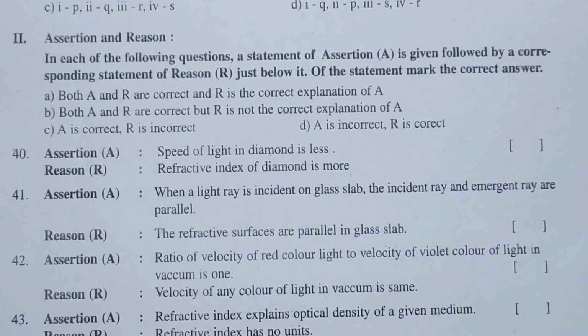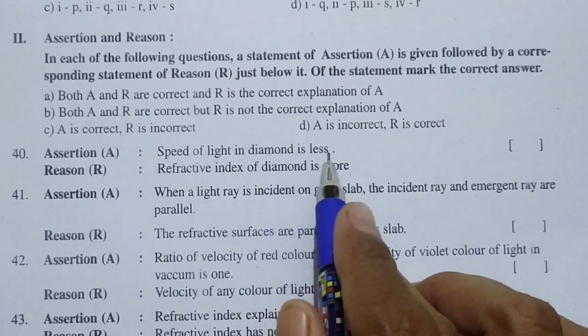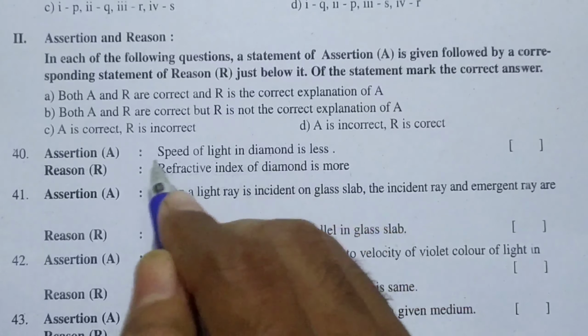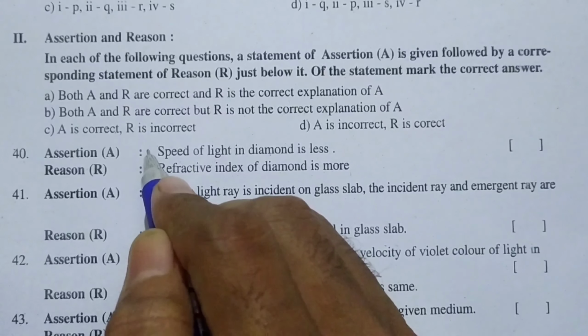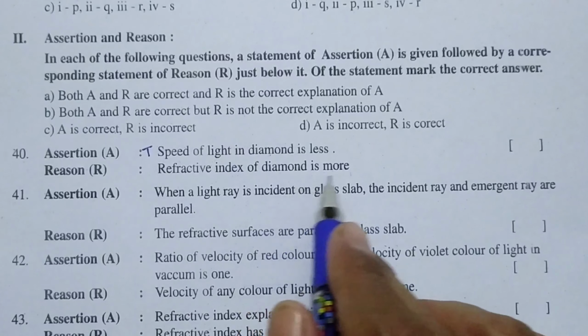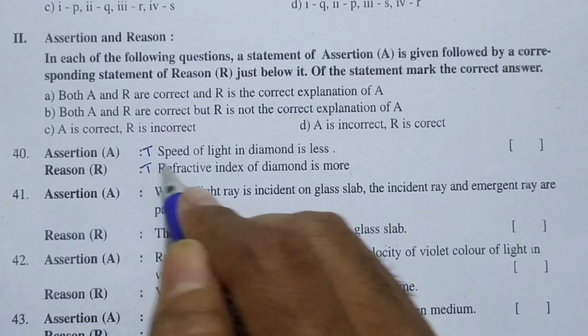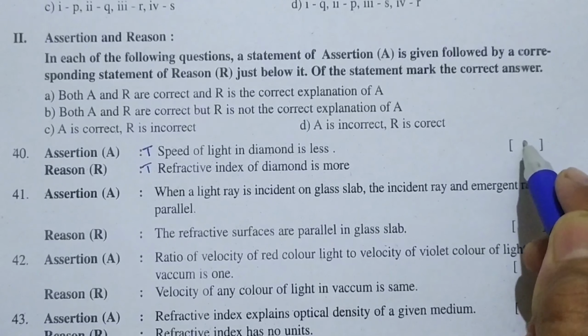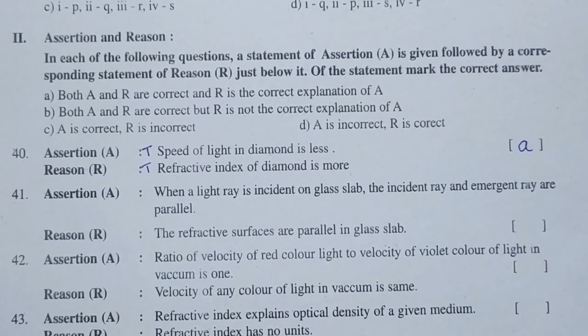Assertion is given as: speed of light in diamond is less. This is true. Speed of light in diamond is less because its refractive index is more. Let us see the reason. Refractive index of the diamond is more. So this is also true, and this is the correct explanation of the assertion. So here option A is the right answer.